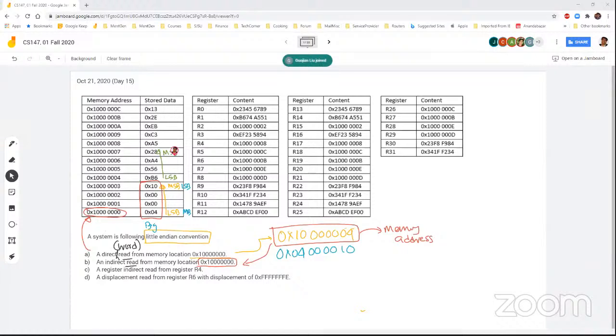So for this, my answer would be 028A456B6. This is the direction I'm writing: this is MSB and this is LSB.